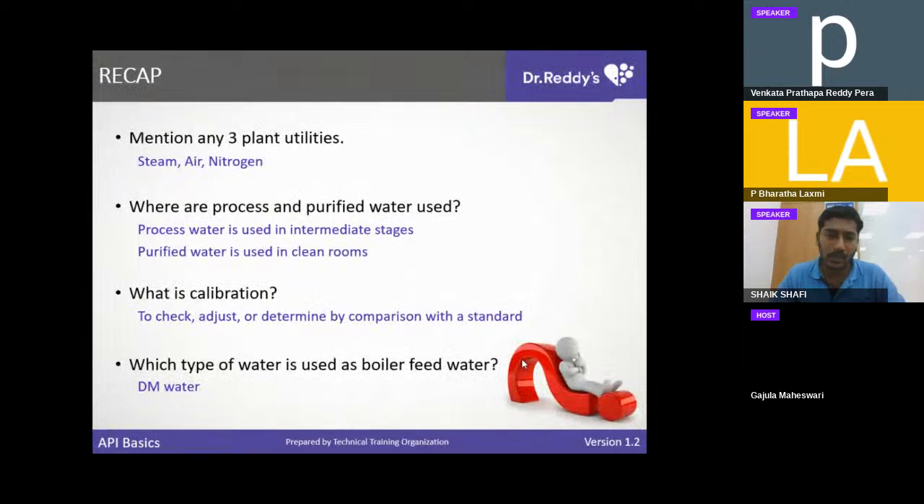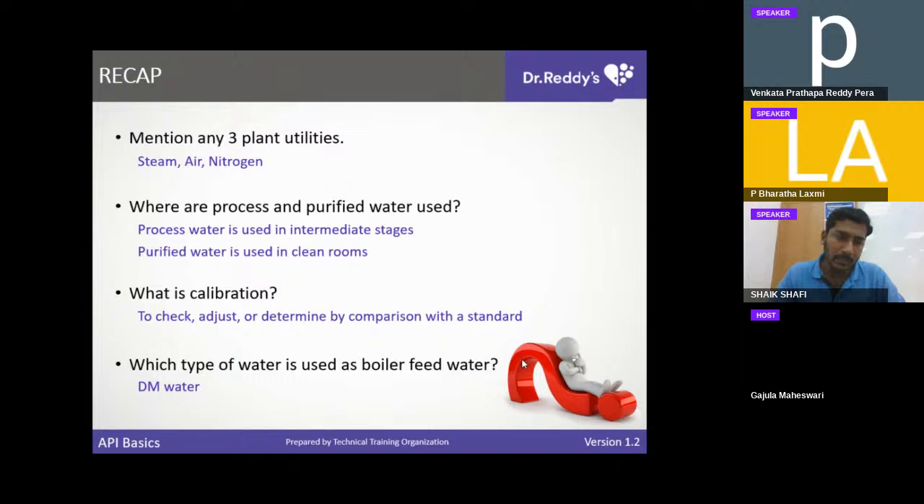Different types of utility. I told steam, air, nitrogen, water. This comes under utilities. And where are process and purified water used? Basically, process water, that is potable water, is used for intermediates, and purified water is used for API.